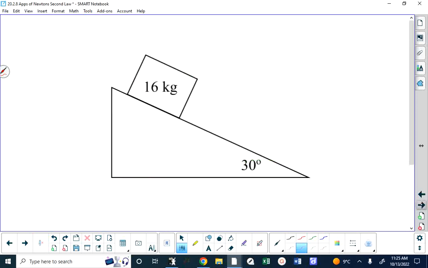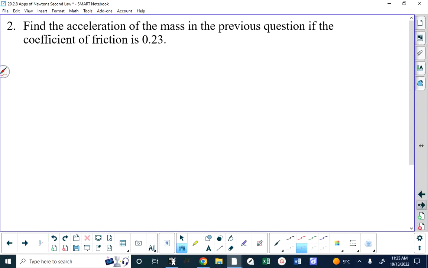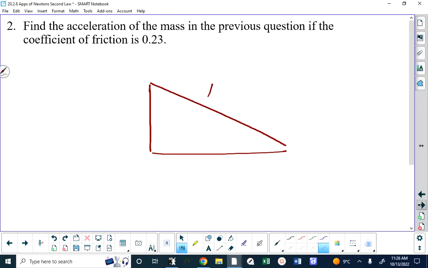Let's try another one. Find the acceleration of the mass in the previous question if the coefficient of friction is 0.23. So this time, there is a force of friction. Well, that means we have to sketch this again. And I don't want you just putting a new diagram on top of the old one. I didn't give you rulers today, so I will freehand along with you. Here's our ramp. Here is our mass that's on the ramp.